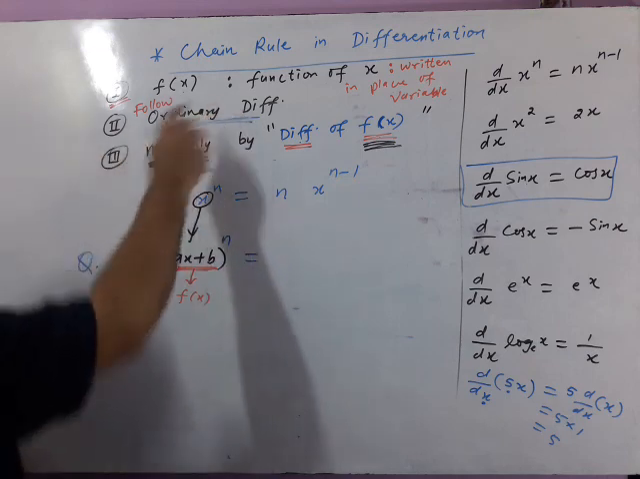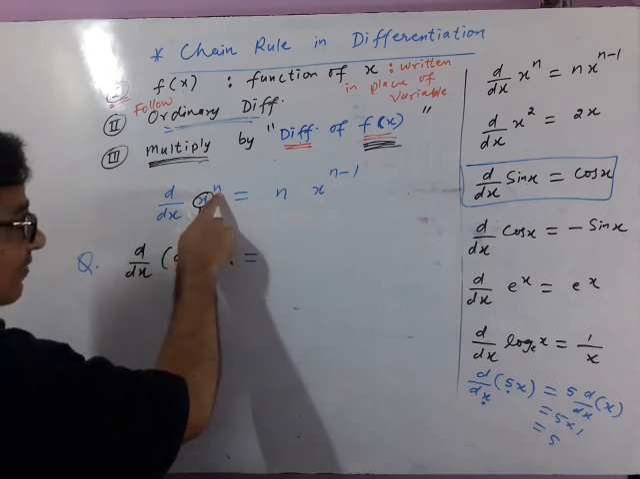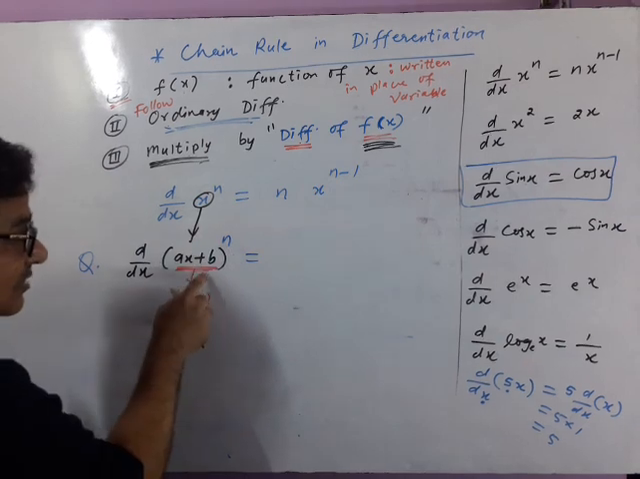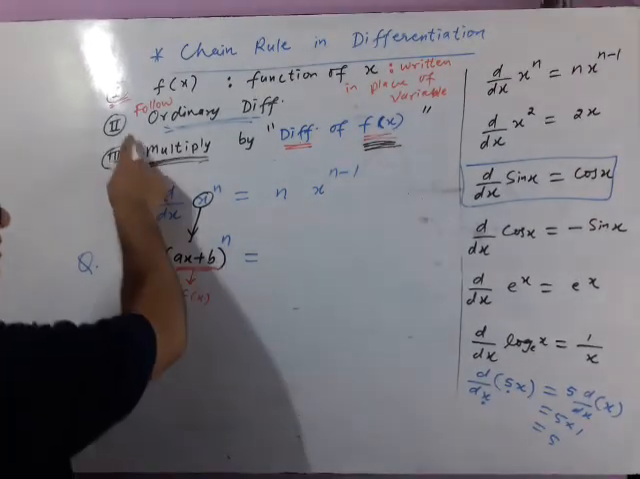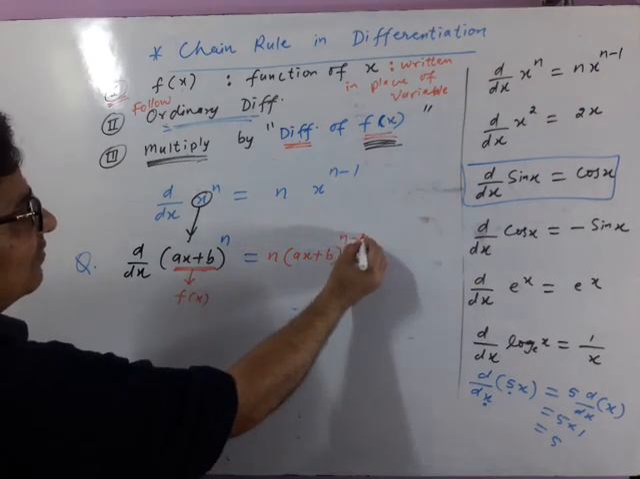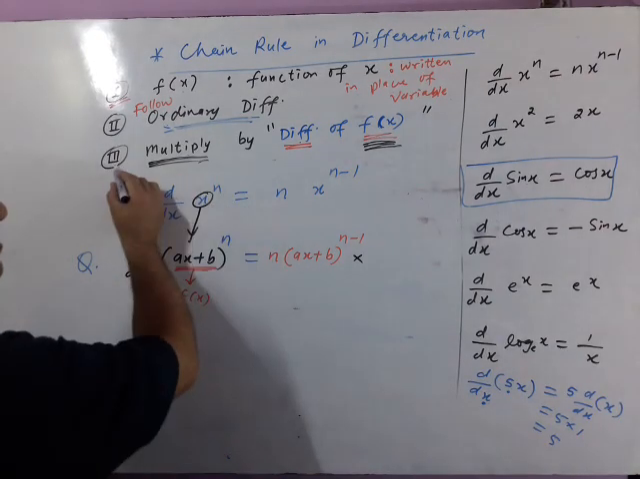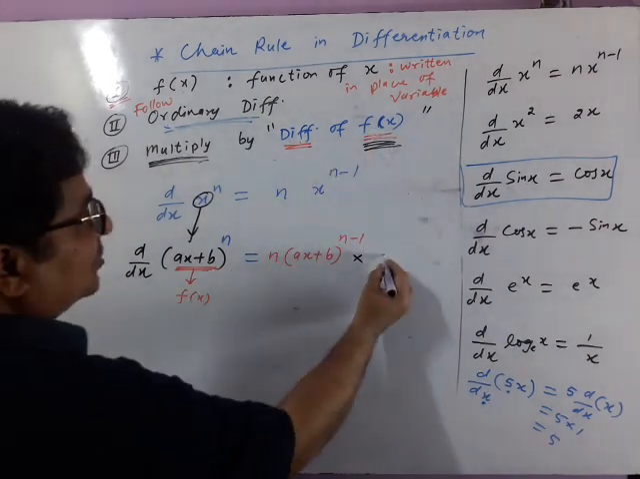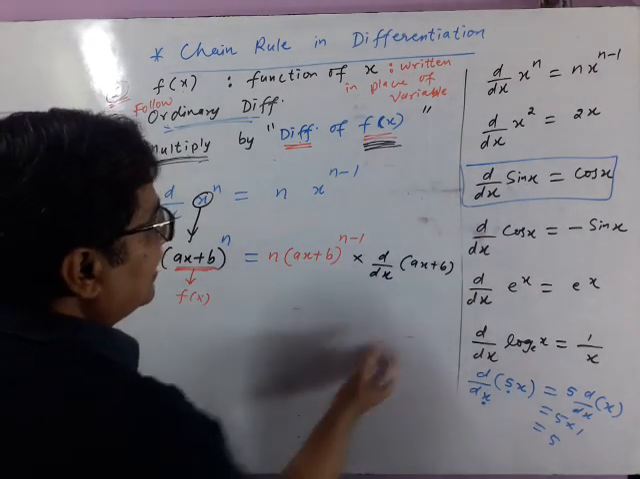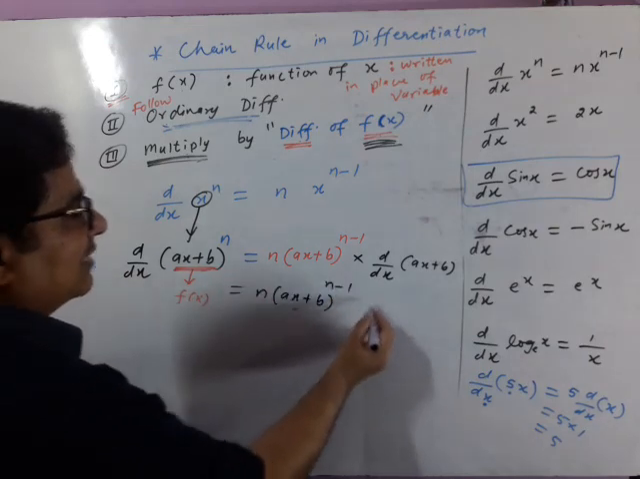Step number 2, follow ordinary differentiation. Like the differentiation of x raised to the power n equals n x raised to the power n minus 1, follow the same formula for this. So n times (ax plus b) whole power n minus 1, into step number 3, multiply by the differentiation of the function of x. What is the function of x? ax plus b. So your answer will be n (ax plus b) raised to n minus 1.